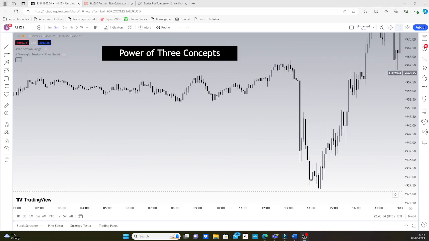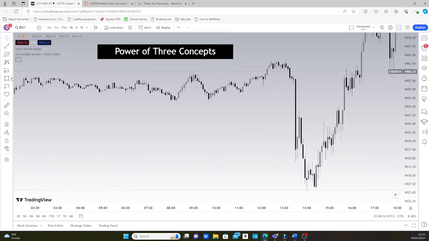Here we're going to be going over the power of three, and in particular the power of three concepts from NFP last week on ES. This is the E-mini S&P 500 futures contract. This can be applied to the cash index of the S&P 500, but here we're looking at the futures market. Last week on Friday we had NFP.